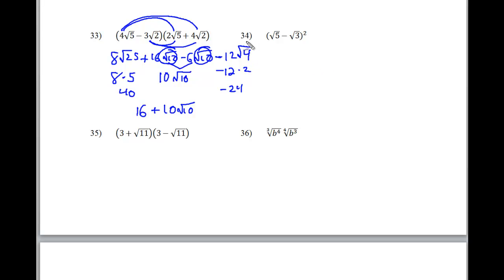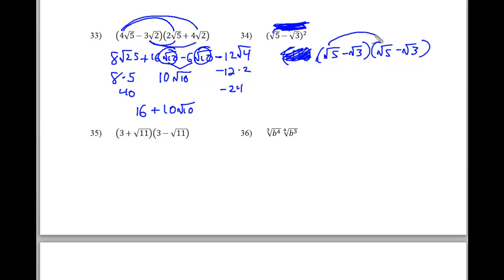I like putting number 34 as one of your test questions because I think a lot of people just think they can do that, but you can't. You can't just say 5 minus 3 is 2. You have to write the problem out twice. Square root of 5... oh, shoot, I put the parenthesis there too early. Let me try this again. Square root of 5 minus square root of 3 times the quantity of square root of 5 minus square root of 3.